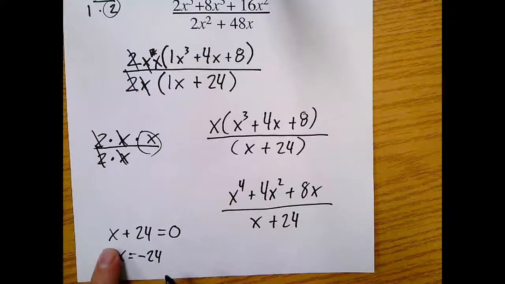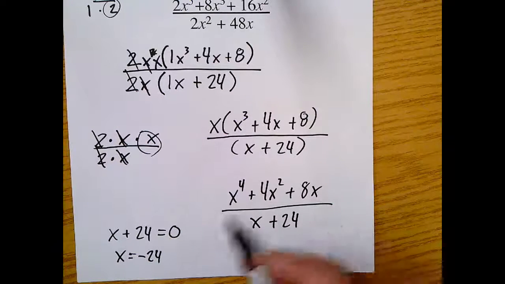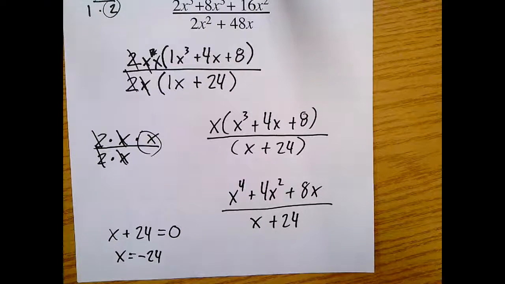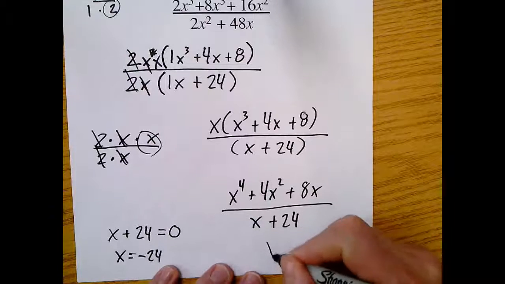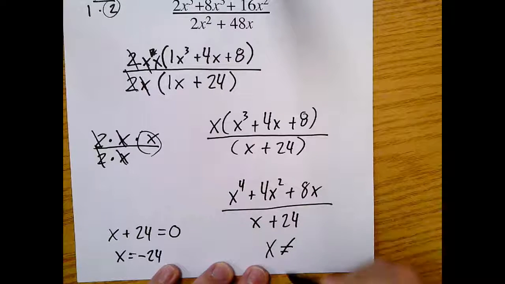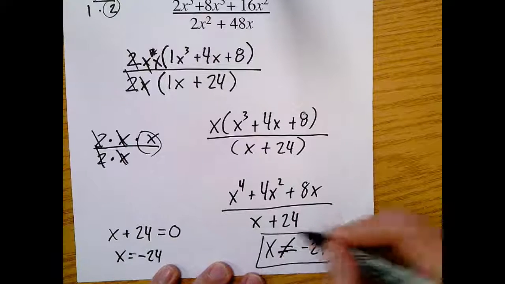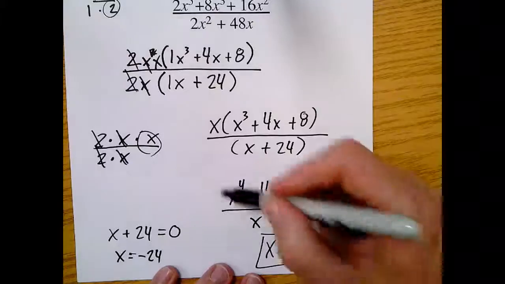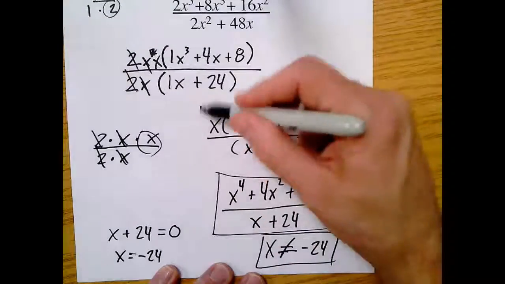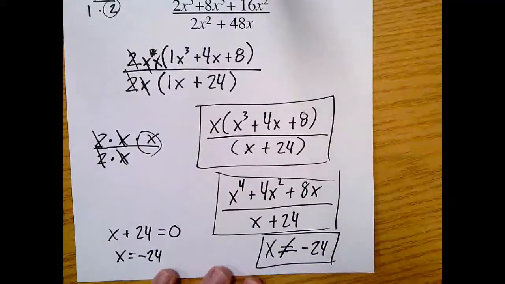So when x is negative 24, the total is 0, and we know we're never allowed to use negative 24 in this situation because it makes us divide by 0. So you can just write x cannot be equal, that means not equal, to negative 24. And voila, there is your answer. And I guess we should square off one of these, or maybe this one too if you want. Okay, so there you go.